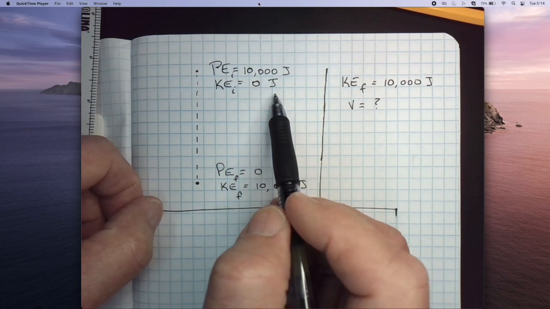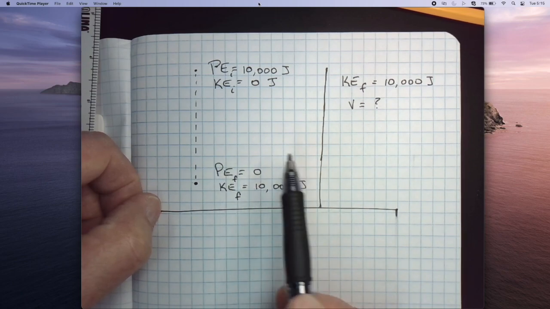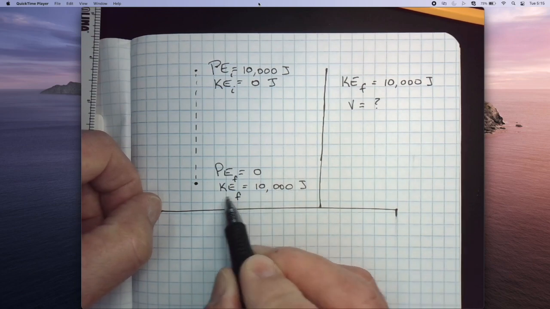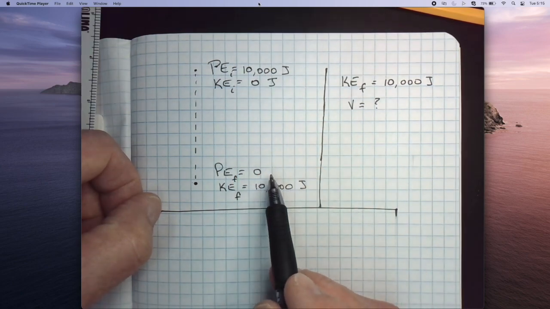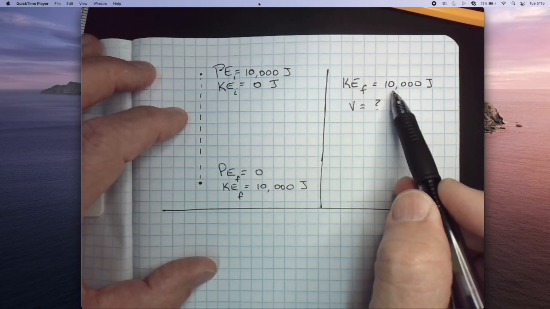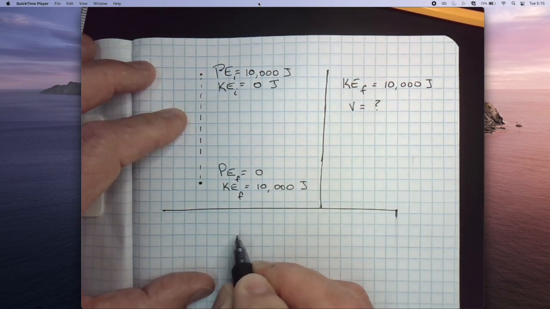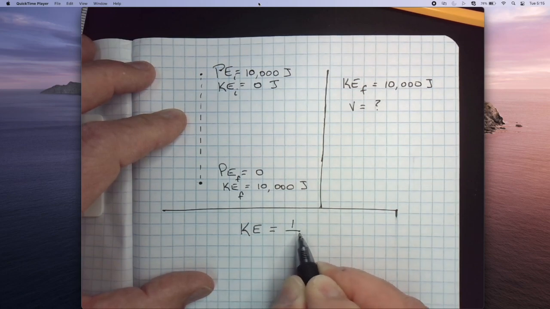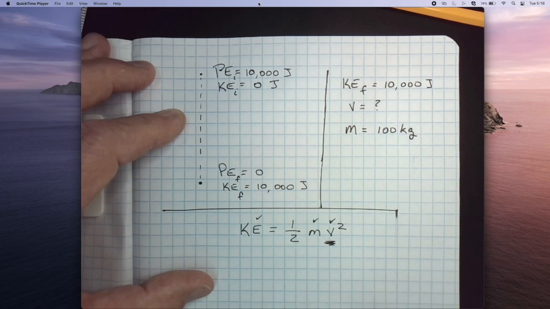Our kinetic energy was 0. Notice that the total mechanical energy at the bottom, right before she hits the trampoline, the kinetic energy is 10,000 joules, but the total, both up top and at the bottom, is 10,000 joules. Here's what we know: the final kinetic energy is 10,000 joules. We want to know what the velocity is. We have an equation that relates kinetic energy to velocity. Kinetic energy equals 1/2 mass times velocity squared. We are looking for v here.